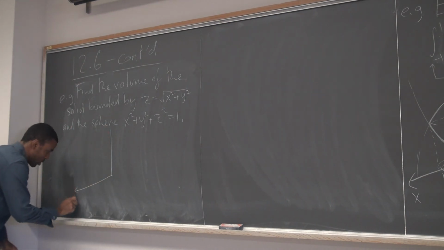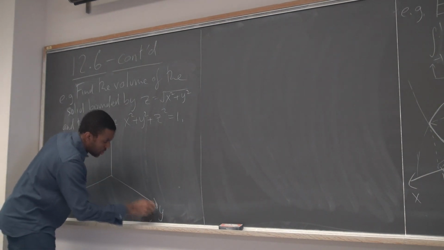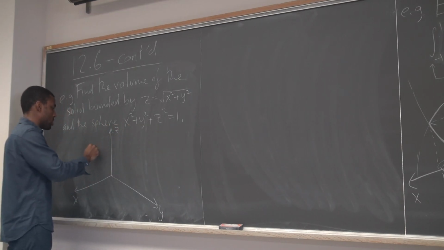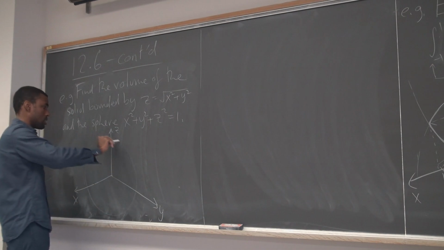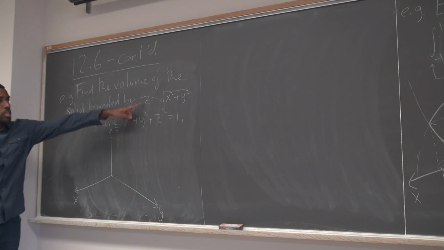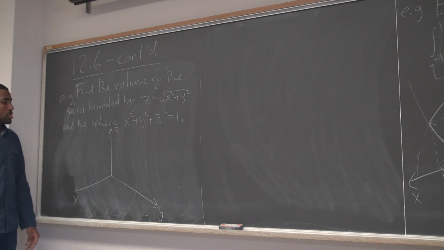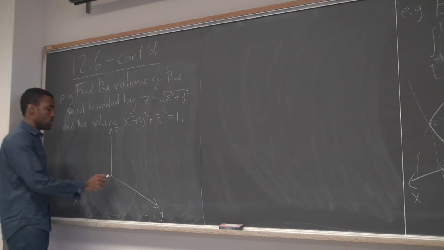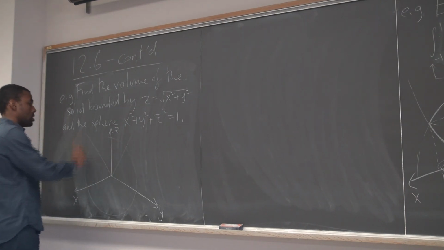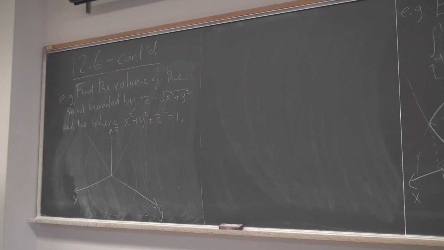Okay, what does this look like? Well, they told me it's a sphere, so I know what one of them looks like. Sphere, radius 1, centered at the origin. And what's the other guy? What's this guy? Cone. Top part of a cone, opening up the z-axis. What's the region bounded by both these surfaces?